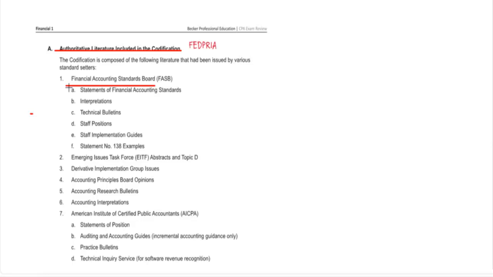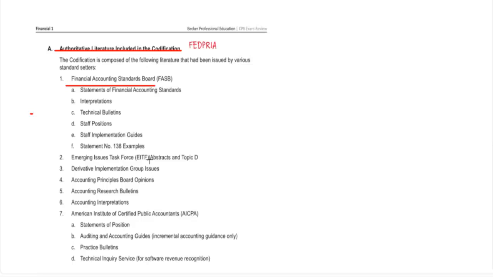Whom do you rely on most? FASB stands on the top. If there is clear guidance in a situation of conflict, where one authority gives different directions than the other, whom do you go with? You go with FASB first.